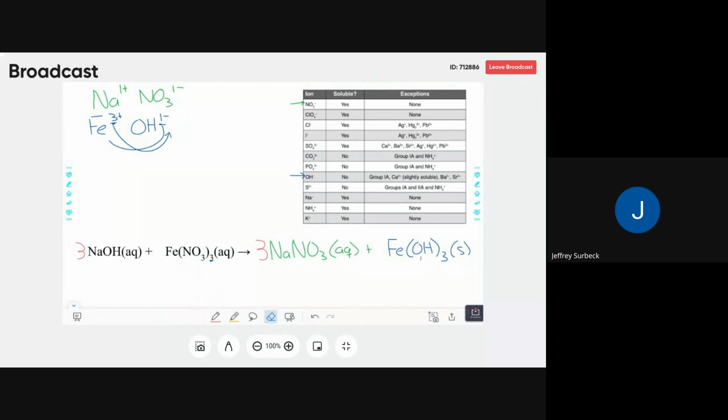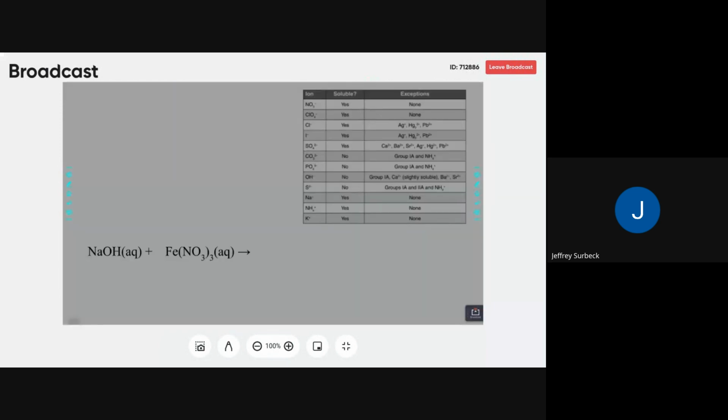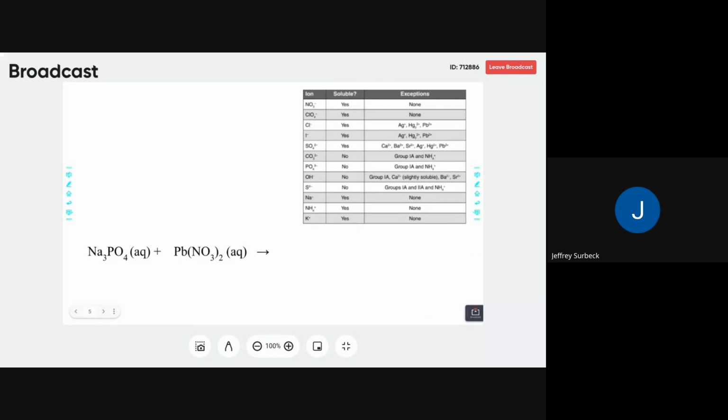Okay. All right. So moving on here. Again, we got 2 more left, and then we'll be close here. Okay. So first things first, what we're going to do is we're going to combine Na and we're going to combine NO3. Again, we've seen this, so I'm going to go really fast. Na 1 plus, NO3 1 minus.